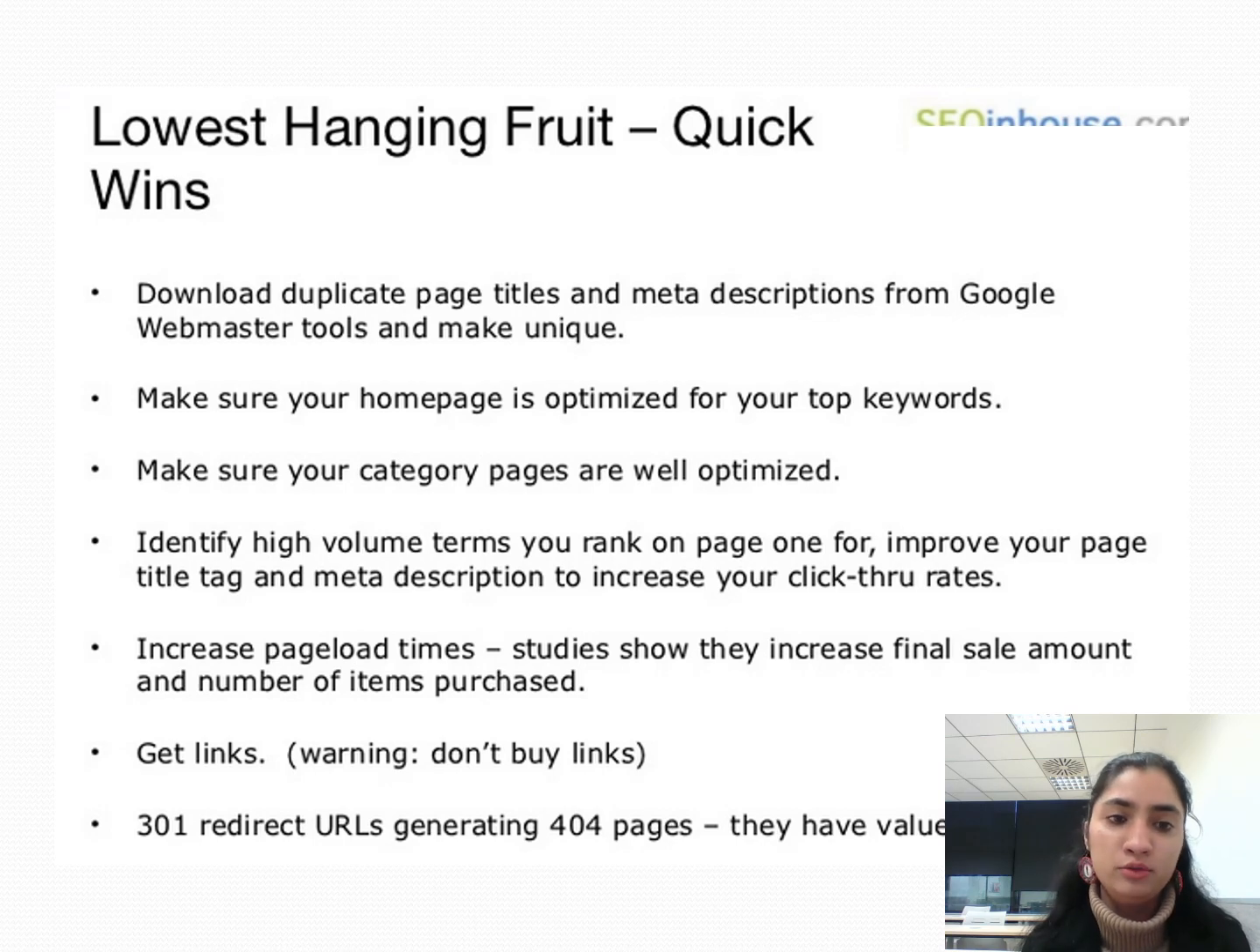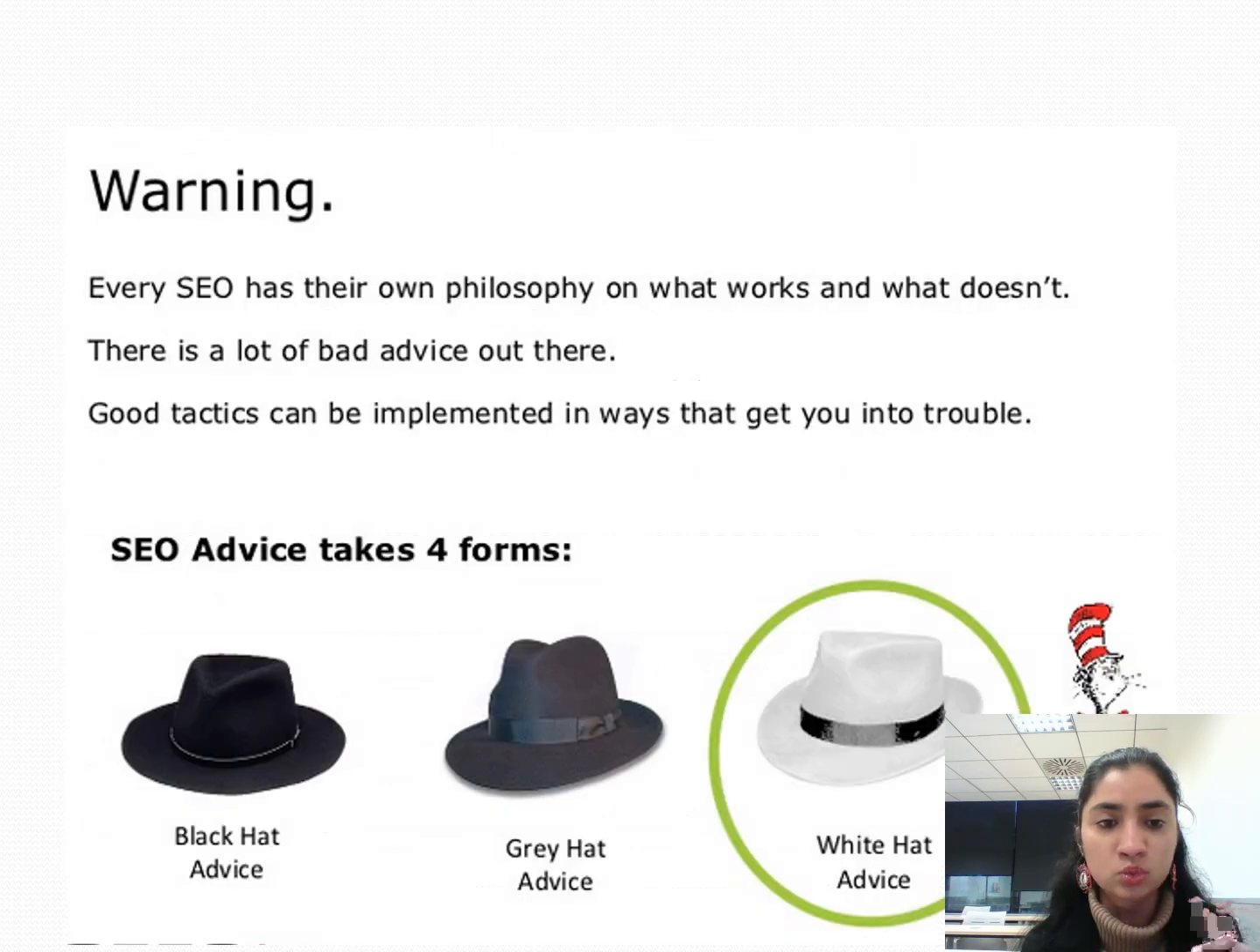Next, lowest hanging fruit, quick wins. So how to grab the lowest hanging fruit? Make sure your homepage is optimized. You have used proper keywords. You have used proper category pages. You have used good links. Don't buy links. Okay. Make sure you have good tools for it.